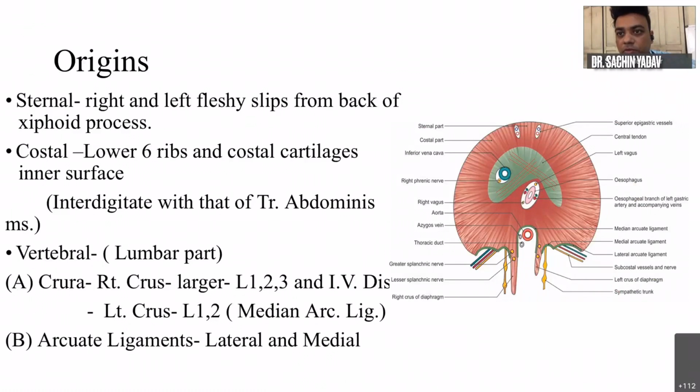So there is the right crus and the left crus. You can see the right crus is longer than the left crus. The right crus covers L1 to L3 vertebrae, and the left crus covers the first and second lumbar vertebrae only. And between these two crura, there is the arcuate ligament known as the median arcuate ligament.